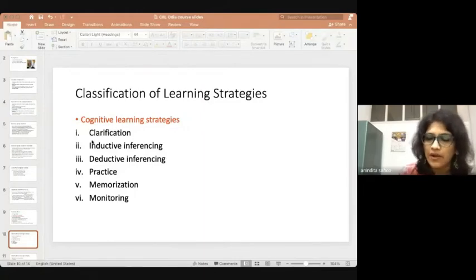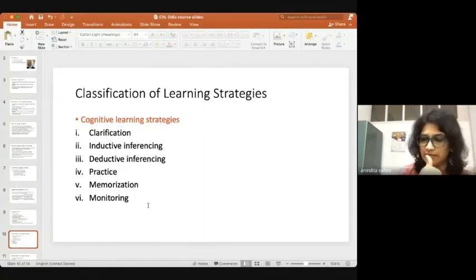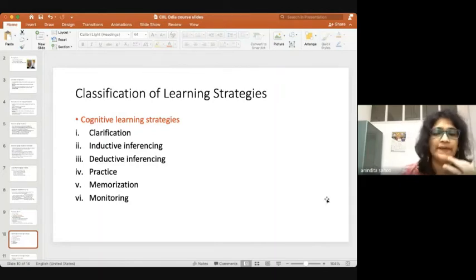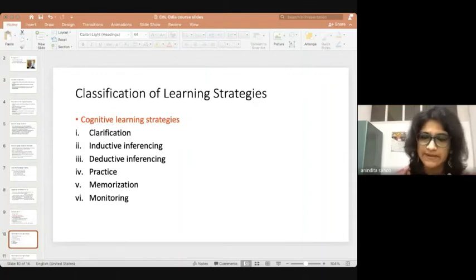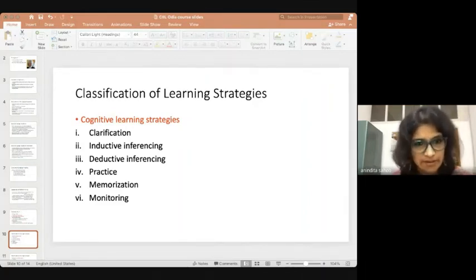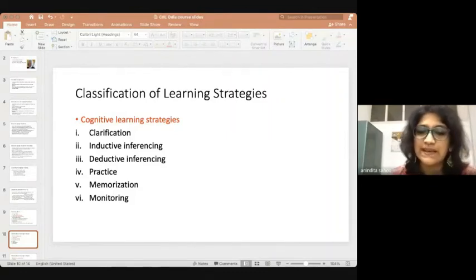method, all of these steps have to be followed. First you have to clarify, then you have to do the inductive inferencing; if not, then you should go for deductive inferencing. Do give a lot of practice sets. Apply the memorization technique both for spelling as well as speaking, meaning they should be able to speak and write, so use memorization. And eventually, as an instructor, you have to monitor the progress, and they should also do some self monitoring.